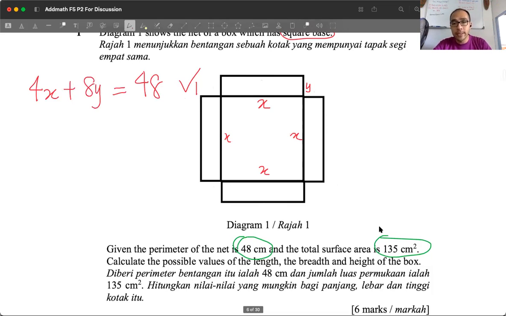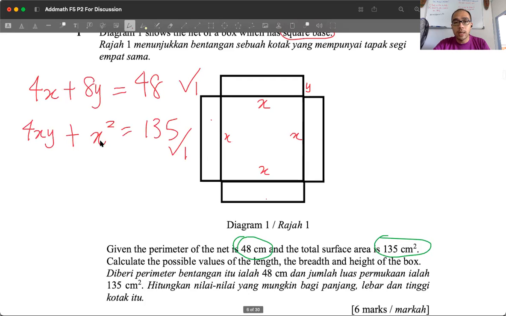Total surface area is the area of the 4 rectangles plus the area of the square. So if we equate this to 135, the surface area of the rectangle is x times y. And since there are 4 rectangles, it will be 4xy plus x squared. This square here is x squared. This will give you the second equation.